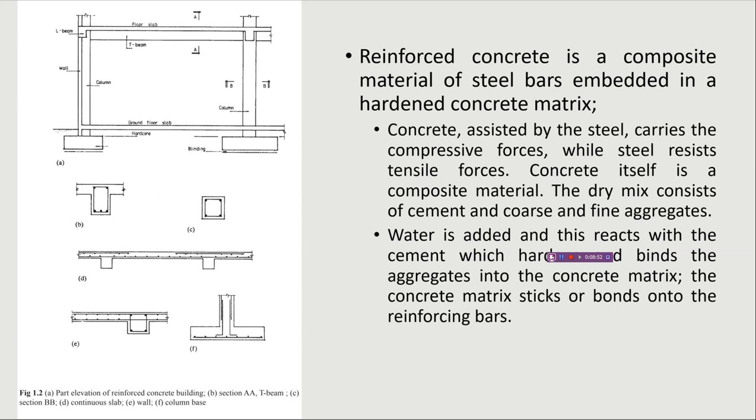Okay, sebab concrete memang material ni is a very compressive resistance. And also steel akan resist tensile force. So bila dia digabungkan, it becomes a very high strength, durable material with a lot of positive properties combined together, and it will become a very good material lah. Okay, so water is added and this reacts with the cement which hardens and binds the aggregate into the concrete matrix, and concrete matrix sticks or bonds onto the reinforced bar. So tapi kan tambah air lah, and then aggregate, barulah dia akan menjadi reinforced concrete.